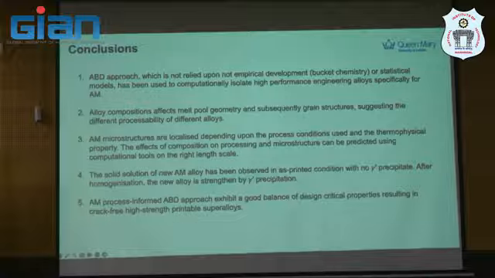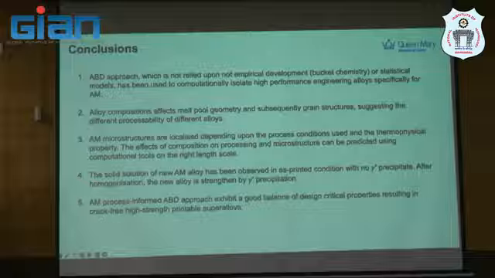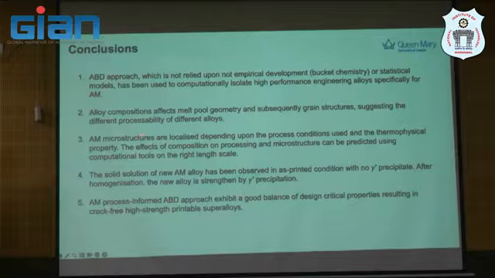Alloy composition affects the melt pool geometry, as you saw before, and the subsequent grain structure, suggesting that different processability is required for different alloys. The AM microstructure depends on the process conditions used and the thermophysical properties. The effect of composition on processing and microstructure can be predicted using computational tools at the right length scale. Again, the length scale is important.